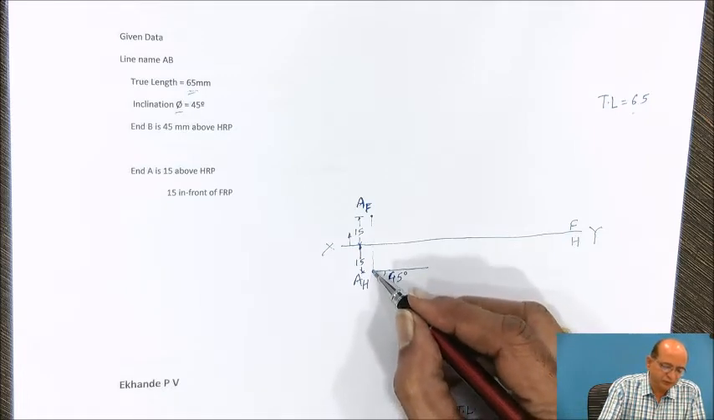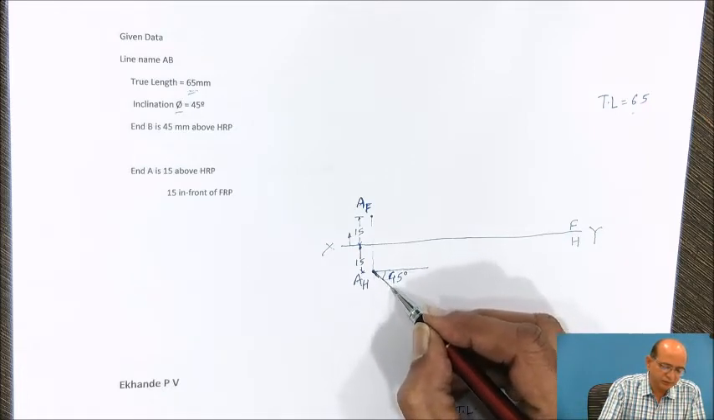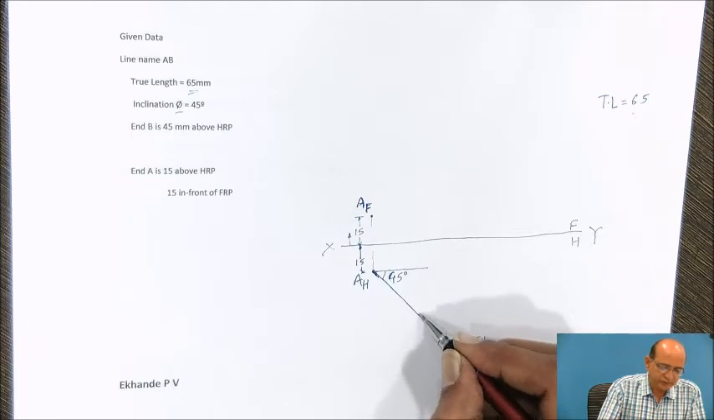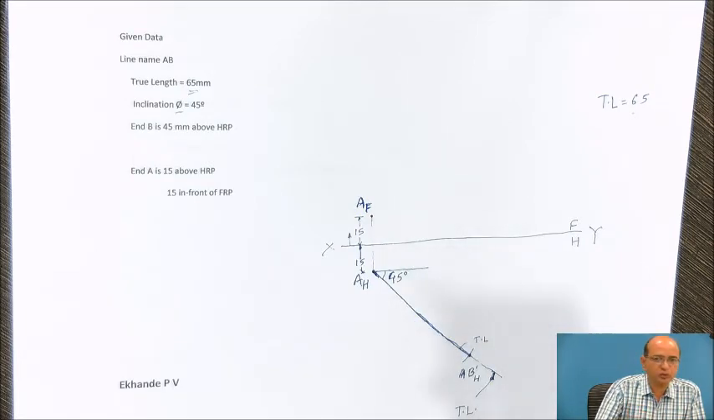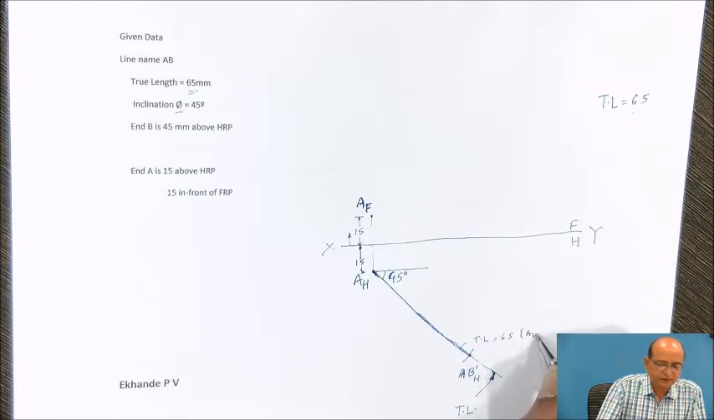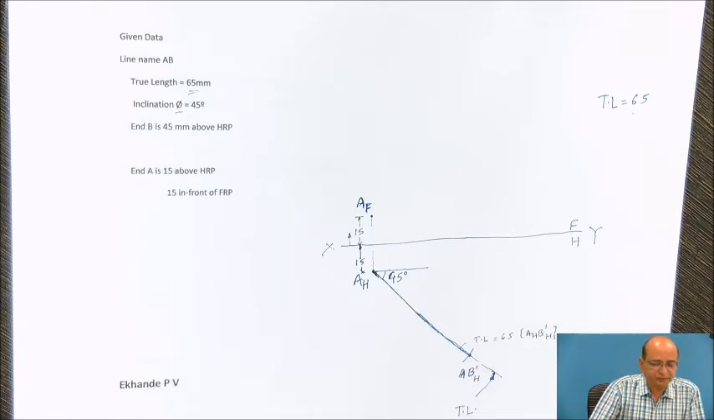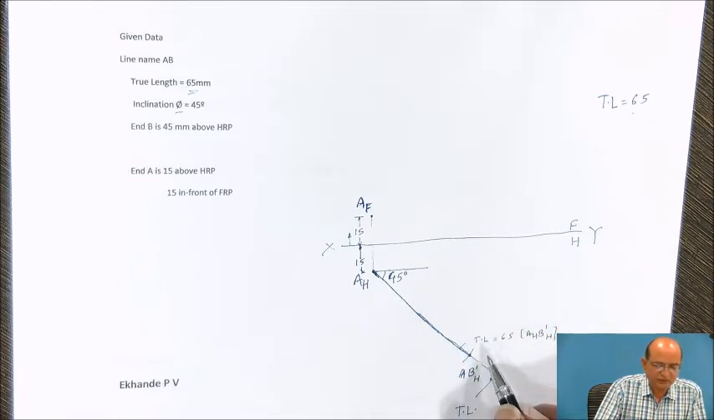Means from the AH point, this line is obtained as a true length with 65 millimeter. Means here AH B dash H is true length of the line. Now as we know, when the true length of the line is there, the line indicates parallelity in the adjacent view.